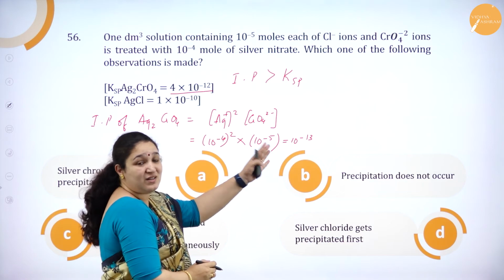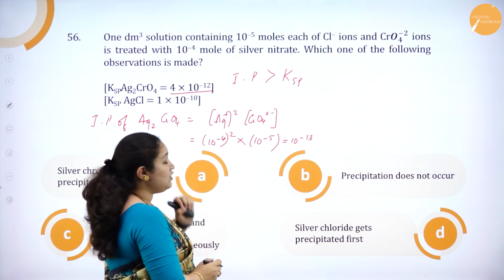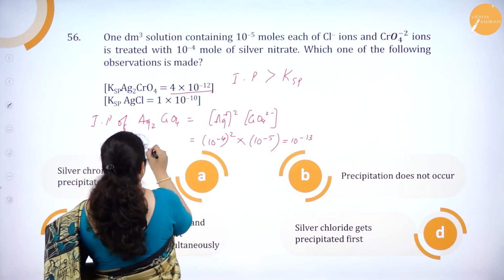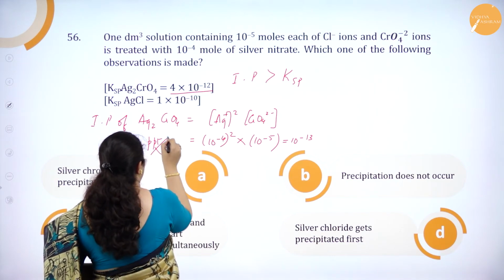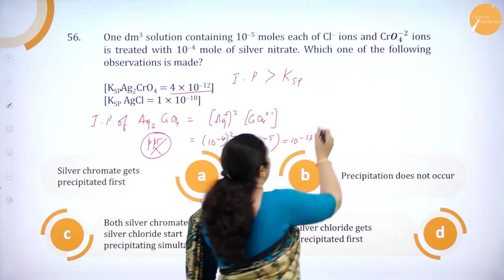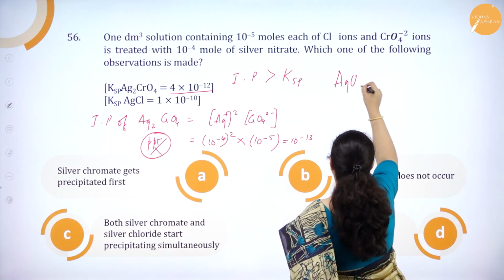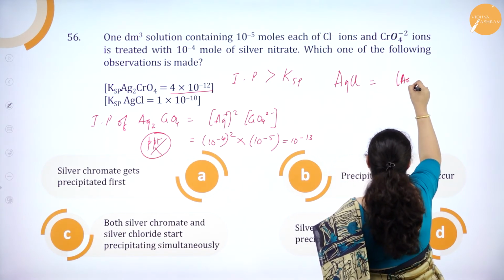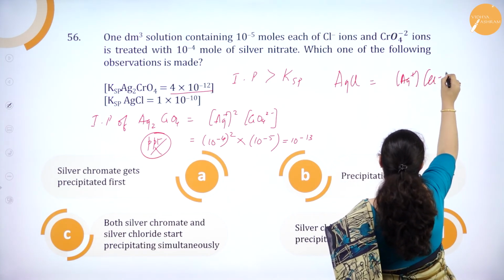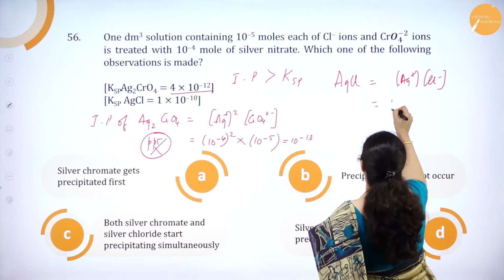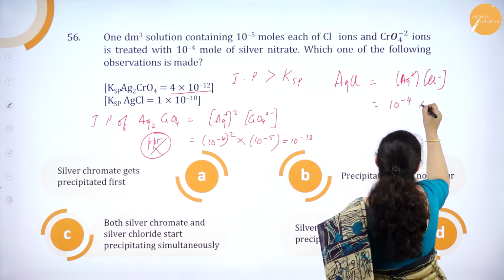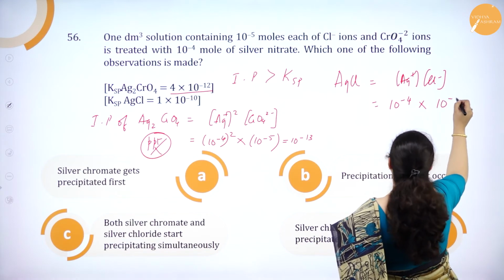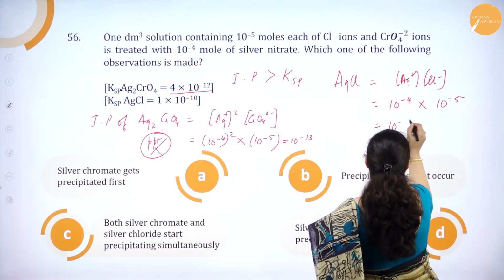So the ionic product is not greater than the solubility product, so this will not form a precipitate. Whereas for AgCl, the ionic product is Ag plus into Cl minus. Ag plus is 10 power minus 4 and Cl minus is 10 to the power minus 5. So this is 10 to the power minus 9.